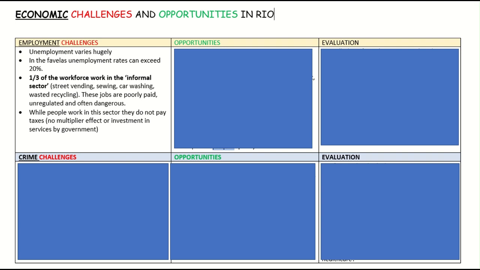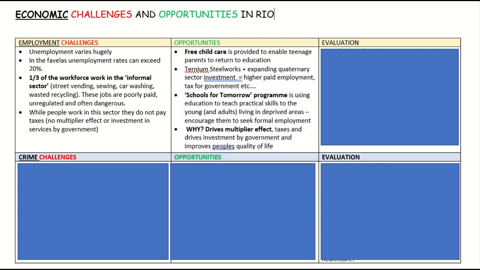Ultimately, if people aren't paying tax because they're in the informal economy, the Brazilian or the Rio government are going to have less money to then spend on healthcare, education, etc. in the favelas. However, again, what are they trying to do? Well, the Schools for Tomorrow program, part of it, is trying to encourage them to seek formal employment.